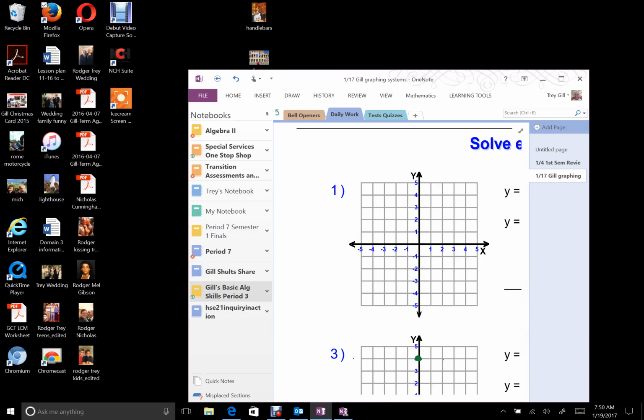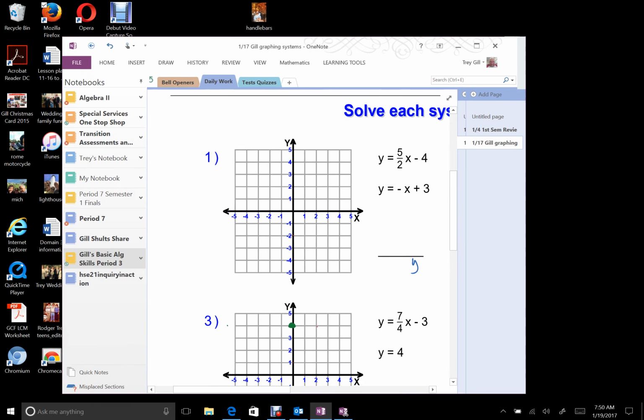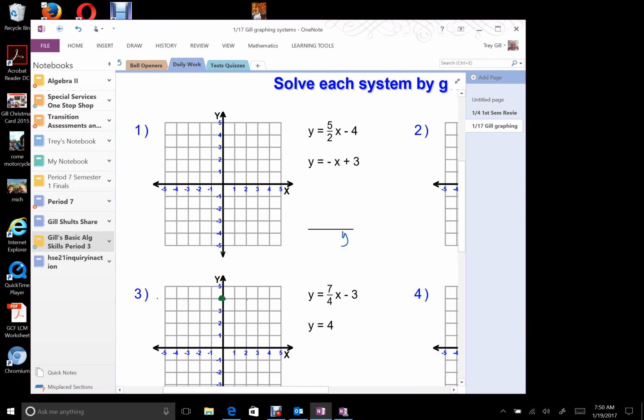Good morning. So today we are going to take a look at systems. There are three methods to solve for systems when you have two equations and you want to know where they intersect, if they intersect. The first would be graphing, and then of course we have substitution and elimination.